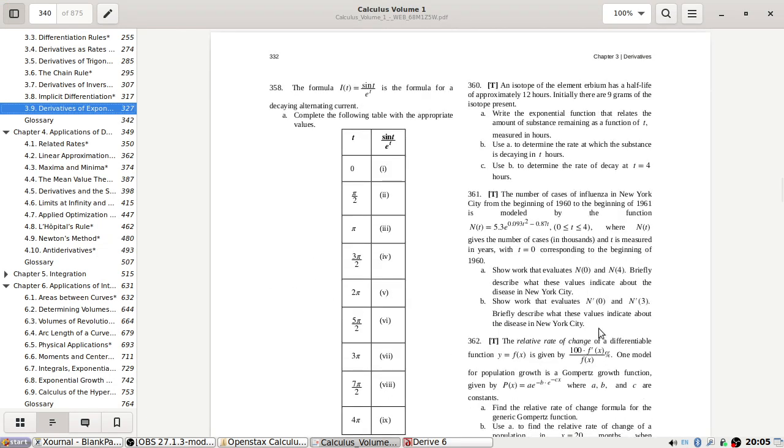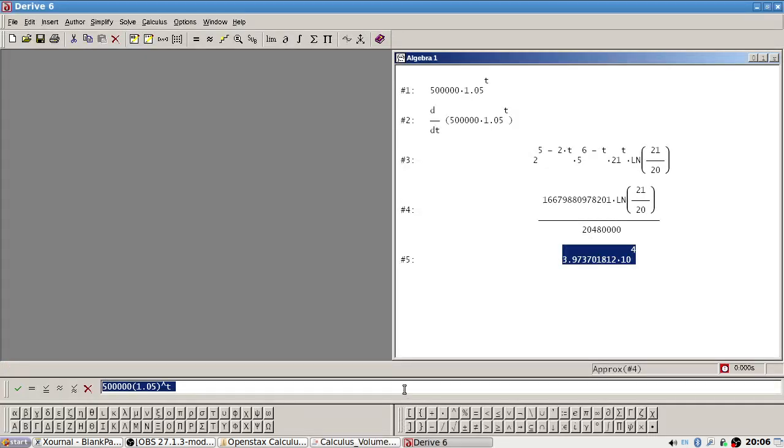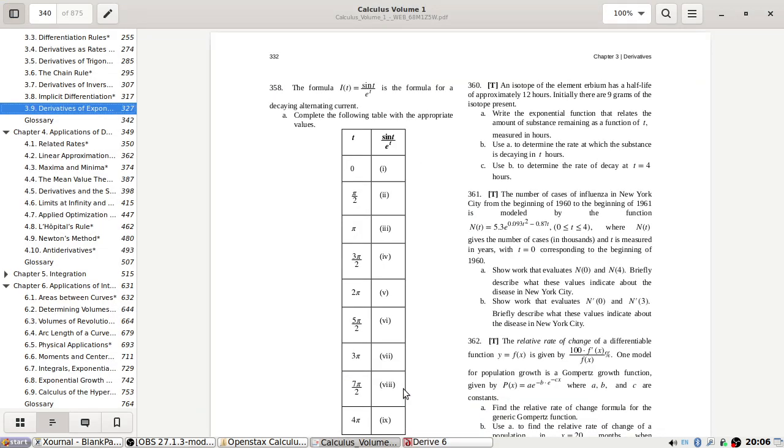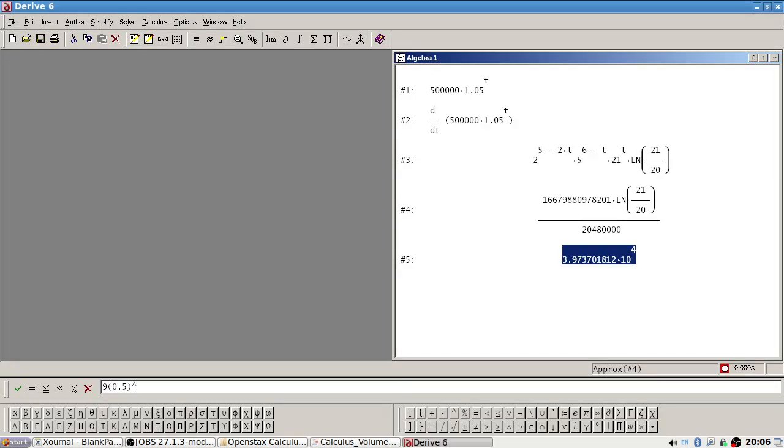An isotope of the element herbarium has a half-life of approximately 12 hours. Initially, there's 9 grams of it. Write an exponential function that relates to the amount of substance remaining after t hours. Okay, so it starts off with 9 grams, but then it halves every 12 hours. I guess the formula would be like this.